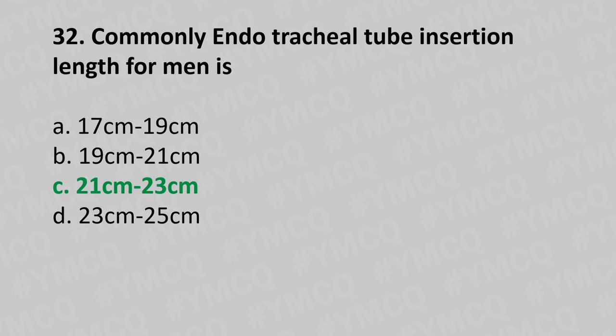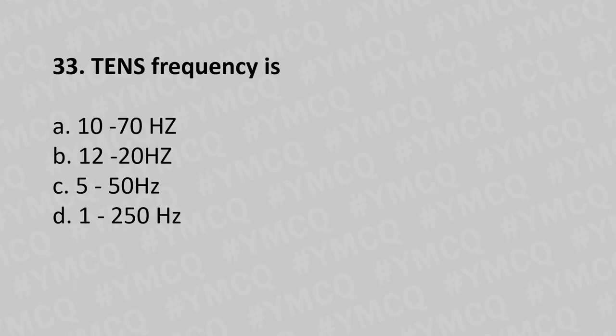TENS frequency is option A, 10 to 70 Hz. Option B, 12 to 20 Hz. Option C, 5 to 50 Hz. Option D, 1 to 250 Hz. And the answer is option D, 1 to 250 Hz. Moving to our 34th question.